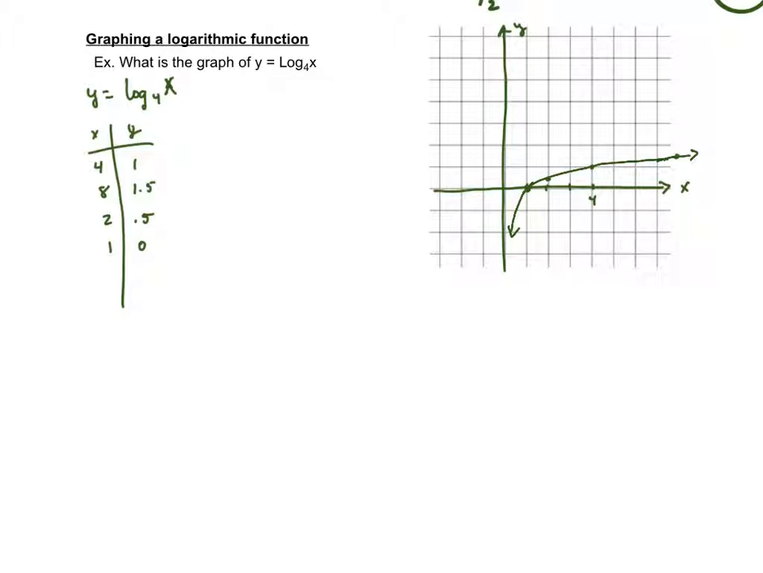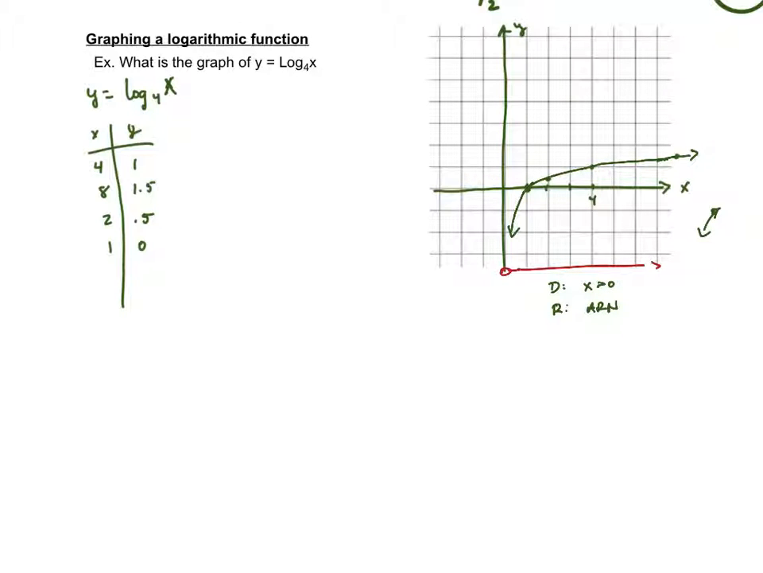So then I know that my domain is going to be x is greater than 0, because my domain goes on forever in that direction, but it does not occur at 0 because you can't find the log of 0. My range is going to be all real numbers because it goes forever upwards and downwards.